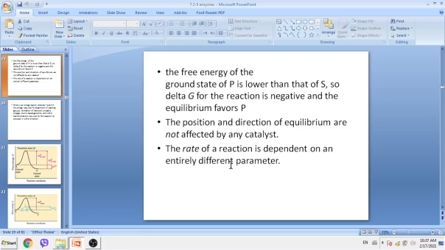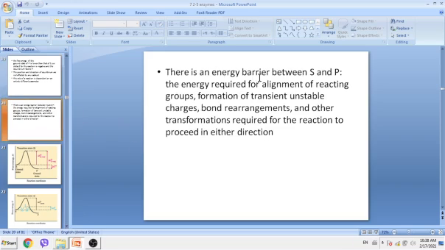The rate of a reaction is dependent on an entirely different parameters. There is an energy barrier between S and P. The energy required for alignment of reaction groups, formation, transformation, unstable charge, bond rearrangement, and other transformations required for the reaction to proceed in either direction.